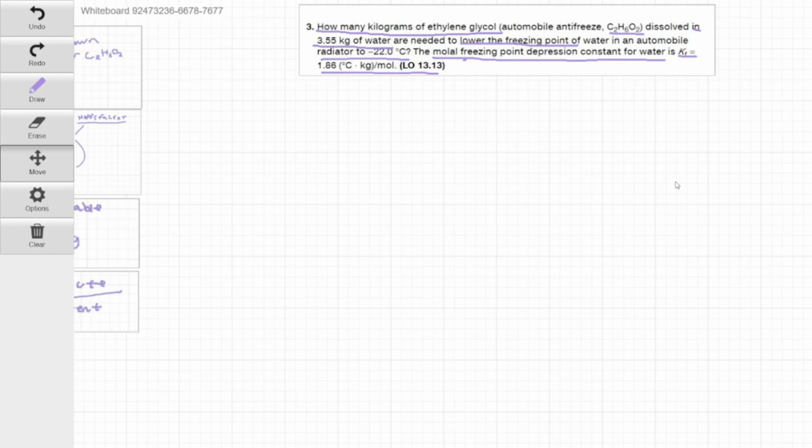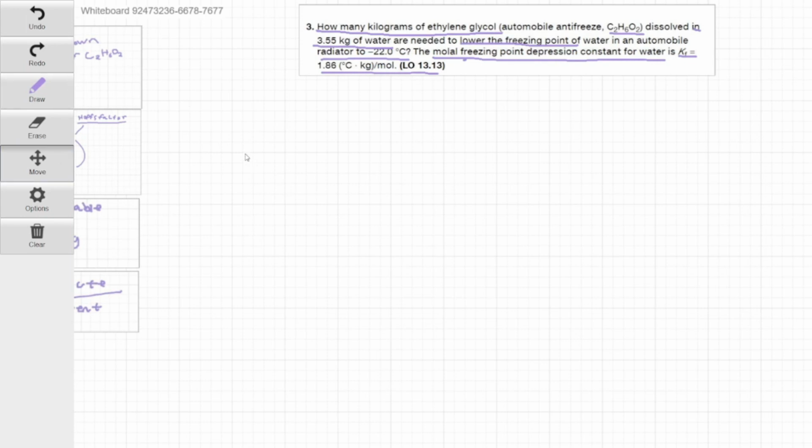You'll know when you have one of these problems when it says the molal freezing point depression, or this little K of F. Now, the problem reads: how many kilograms of glycol dissolved in 3.55 kilograms of water are needed to lower the freezing point of water to negative 22 Celsius? They also give us the molal freezing point constant, which is 1.86.